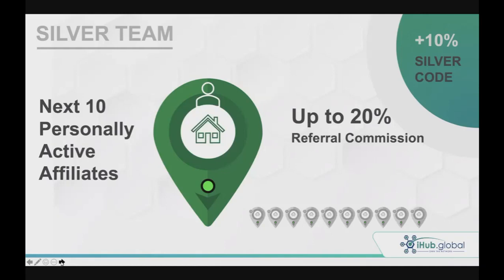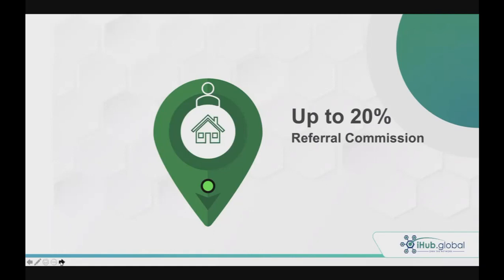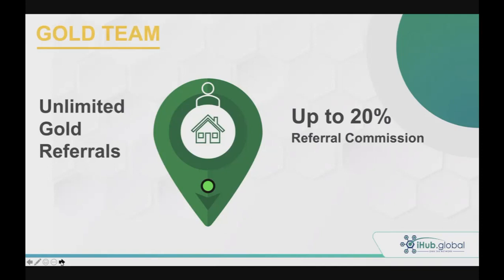Again, this starts with the first one, so it starts with number 16, but it goes through the next 10 slots. So you've got 25 people in your team now, and you're moving on to gold. Your 26th referral would start your gold team with unlimited gold referrals. So there's not 10 slots, there's 100 slots, 200 slots, whatever you want on the gold team. And you make up to 20% referral commission, again, working one-on-one with your personally sponsored.